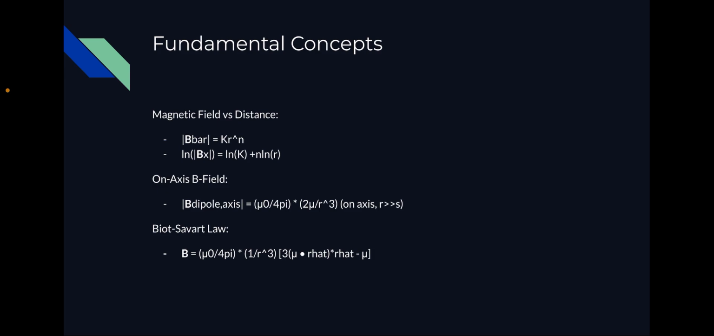So fundamental concepts relating to this lab are the magnetic field versus the distance. So the magnitude of the B field for the bar magnet is equal to k r to the power of n. The natural log of the magnitude in the x direction is equal to the natural log of k plus n ln r. The formula for the on-axis B field is given here, and then the Biot-Savart law is also shown below.